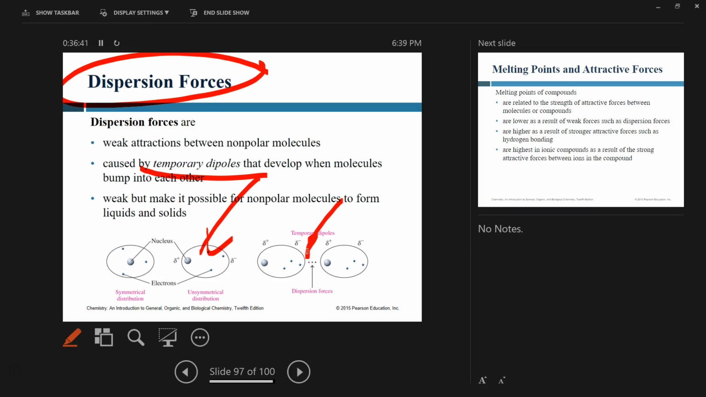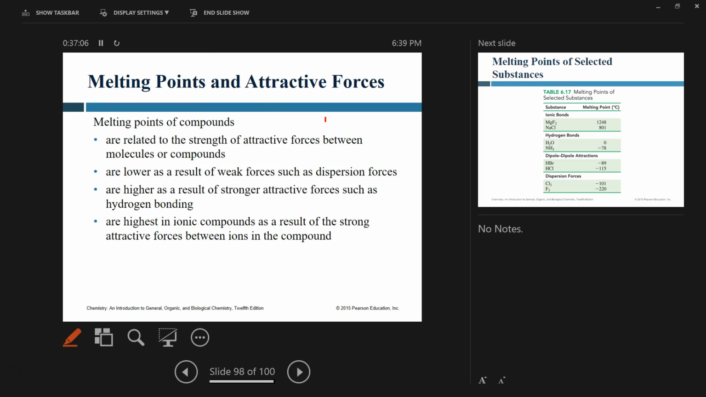These forces are weak, okay? Very weak. But there are very many of them usually. So that explains how they may lead to molecules forming liquids at room temperature. Does it make sense? So dispersion forces: weak attractions between nonpolar molecules.